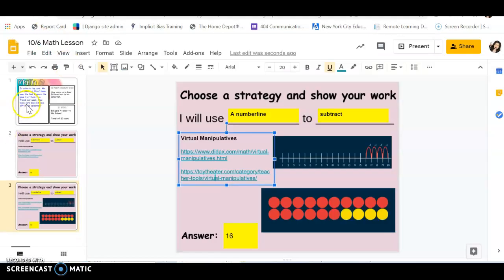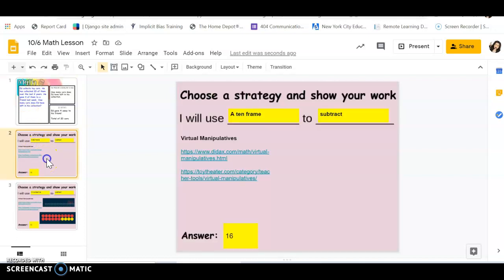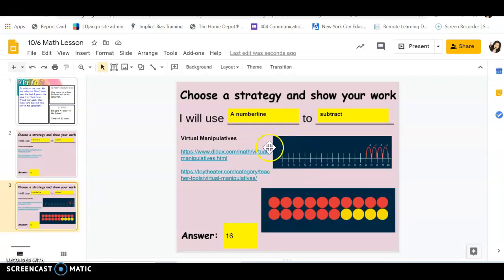Today, you're going to reread a problem that we worked on yesterday. You're going to then, on slide number 2, tell us what strategy you used and what operation. Did you add, subtract, multiply, or divide? And put your answer. If you're really good at this and you really want to challenge yourself, but you don't have to, you can try to take a screenshot and put your picture on the slide. If not, in the next coming weeks, I will show you how to do that.